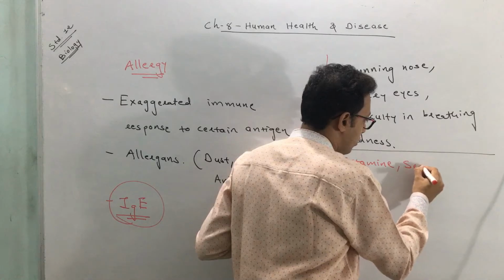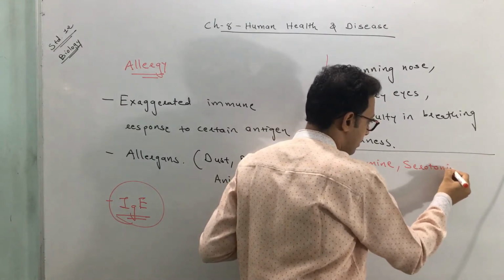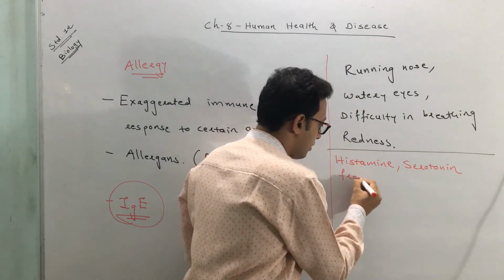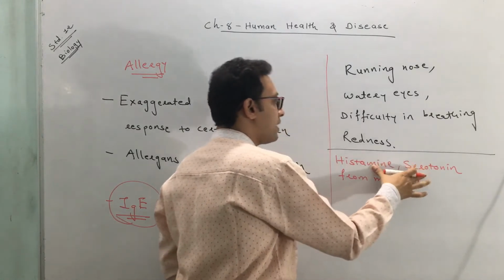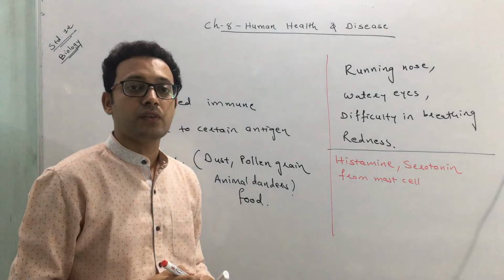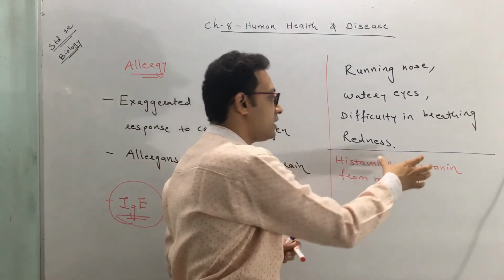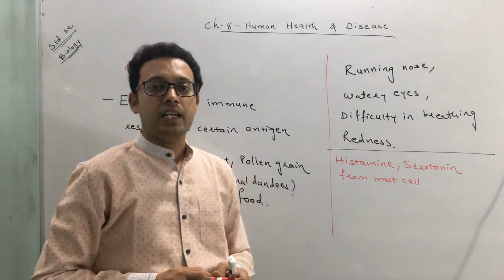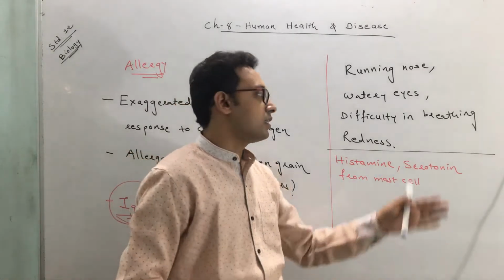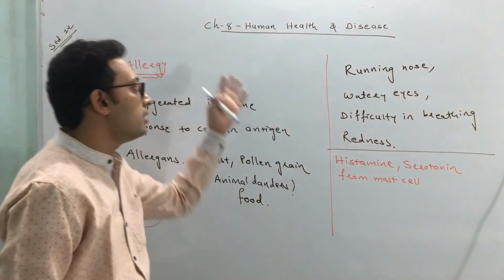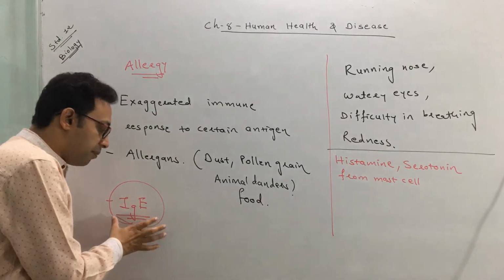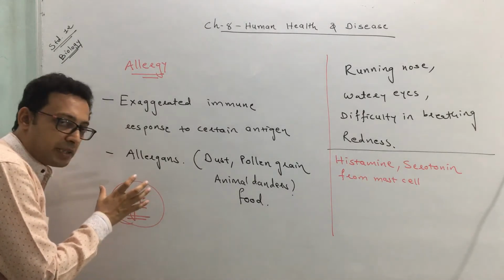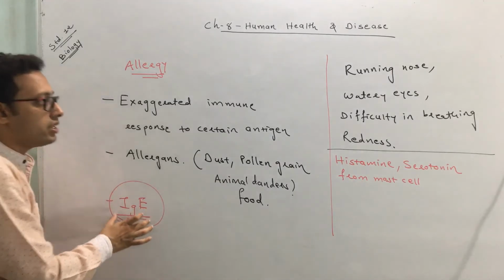and serotonin from mast cell. The release of these two chemicals from mast cell, which two chemicals? Histamine and serotonin from mast cell, that causes such kind of symptoms, and that is responsible for allergy. Okay, so again repeat, the main antibody that plays a role in allergy is IgE.